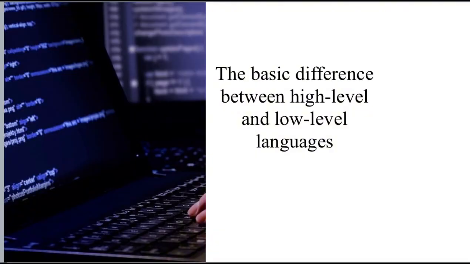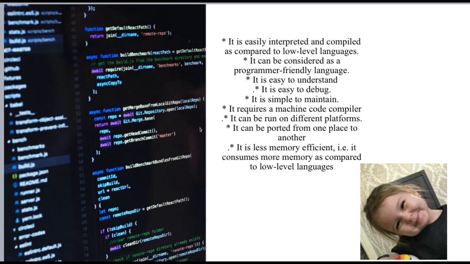What are the basic differences between high-level language and low-level languages? High-level language is easily interpreted and compiled as compared to low-level language. It can be considered a programmer-friendly language. It is easy to understand, easy to debug, and simple to maintain. It requires a machine code compiler. It can be run on different platforms. It can be ported from one place to another. It is less memory efficient.